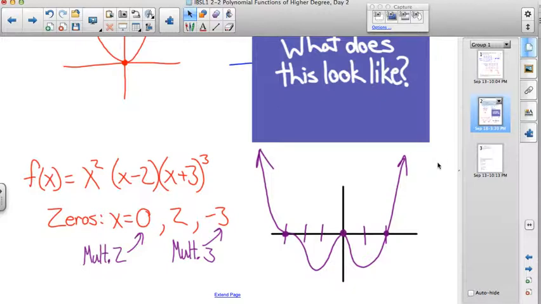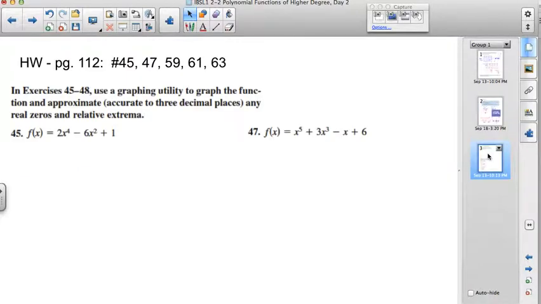Alright, so those are just a couple examples of finding zeros when we can factor, and also answering one of our essential questions, which was how the multiplicity of zeros affects the graph. Okay, here's some practice problems. Hope you can try. We'll go over these on Monday. So hopefully this is helpful, and we will see you Monday.